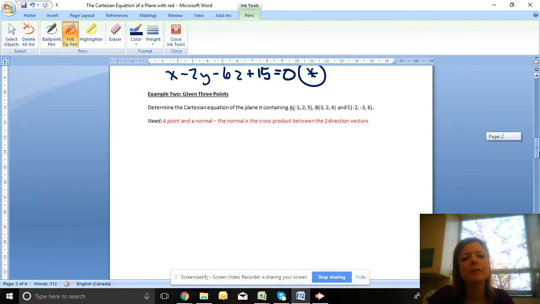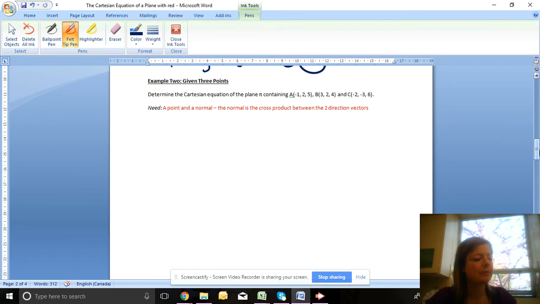Okay, so now what if we're given 3 points? How can we find the Cartesian equation? Well, what we need is a point and a normal, like we were given in example 1. So clearly we have 3 points, but we need a normal. But guess what? The normal, because it's perpendicular to the plane, is just the cross product between 2 of the direction vectors, because the 2 direction vectors give the direction of the plane. So the cross product is that vector that's perpendicular to both of those vectors.